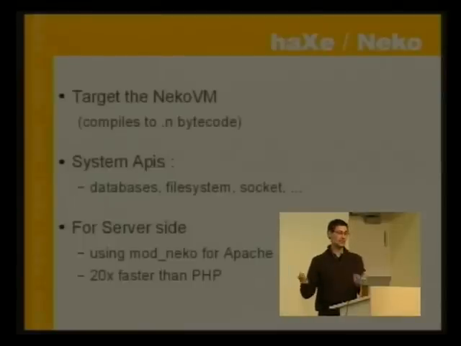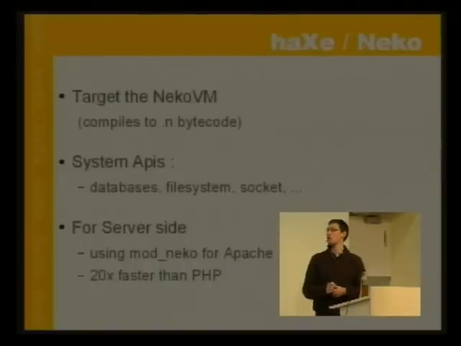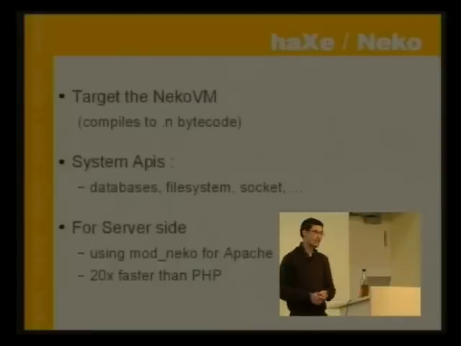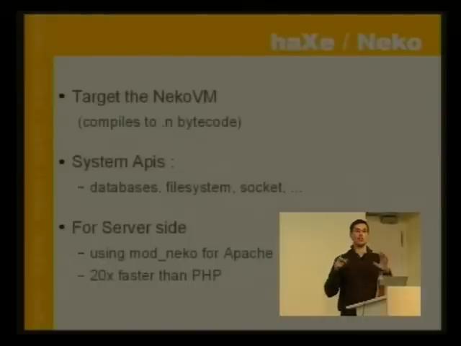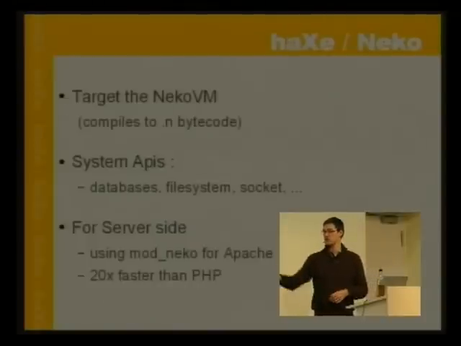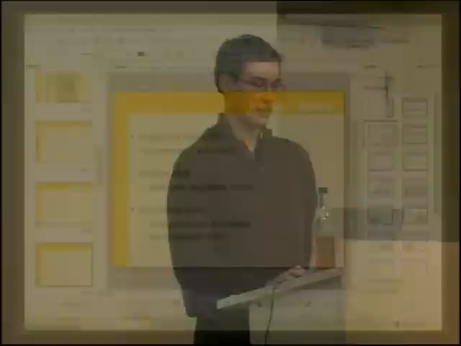And you have a lot of system APIs: databases, file systems, sockets. For the website I showed you before, we are using Nico VM on the server side. We are using mod_nico for the Apache web server, which is 25 times faster than PHP. That's pretty good news in terms of performance. It's 25 times faster if you are doing computing, just calculus or algorithms. If you are just doing database requests, all the speed is taken by the database, so it's not only the source code itself. But it's sometimes faster than 20 times, sometimes a little bit slower, but it's around 20 times faster than PHP. So let's have a look at something you can do with Nico.